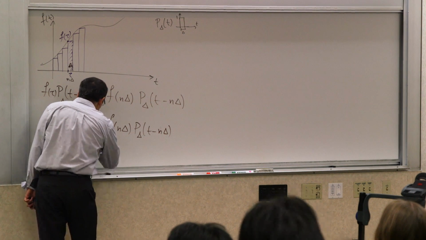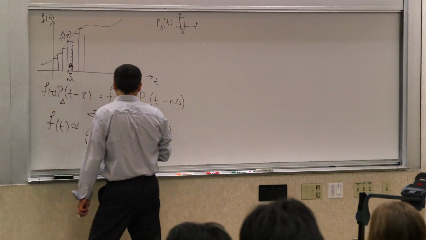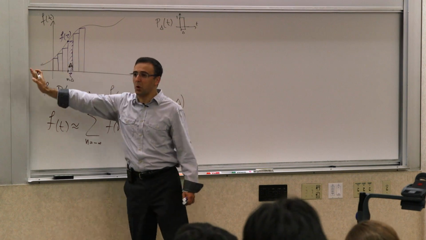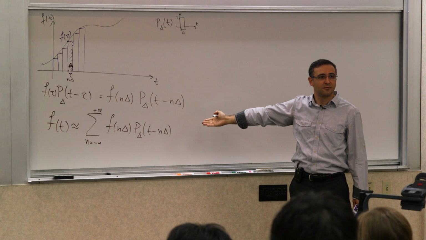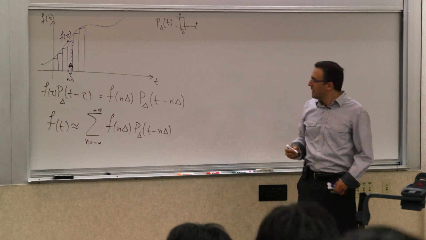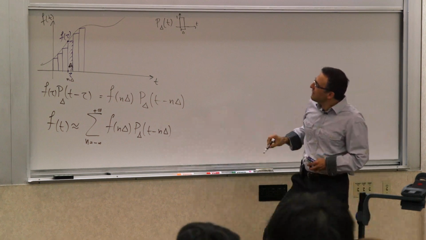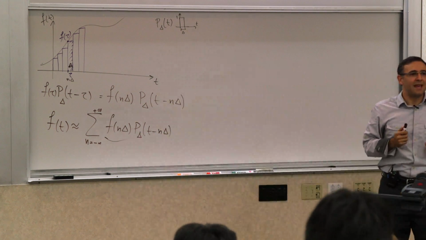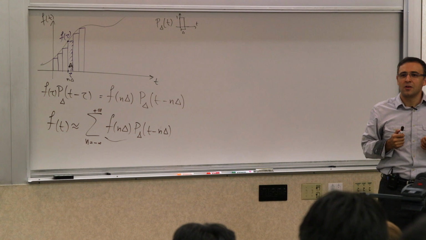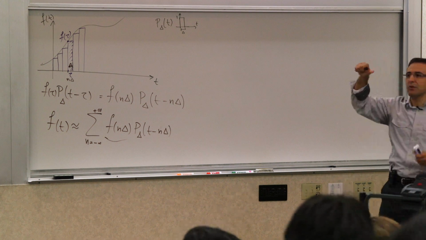N equals negative infinity to positive infinity, right? So if I want to cover my function all the way from negative infinity to positive infinity, that should do it. Fair? Good? Now what is this? If you think about these values, it's kind of like a lookup table, right? You've turned the function into the value of its samples.